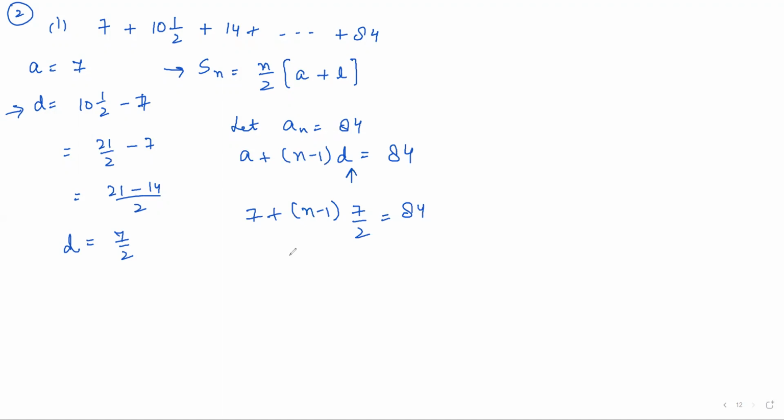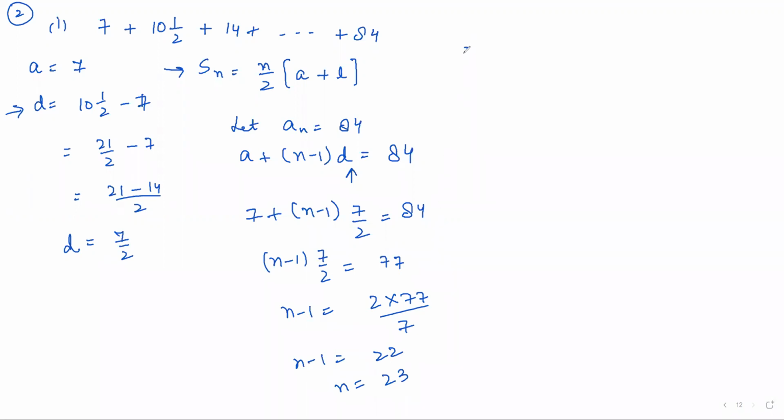Now you solve it. So N minus 1 into 7 by 2 is 84 minus 7, how much? 77, right? Yes, ma'am. Okay. So N minus 1 is 2 into 77 divided by 7. N minus 1 is, okay, this is 11. 11 into 2 is 22. So N is 23, right? Yes, ma'am. So n is 23.